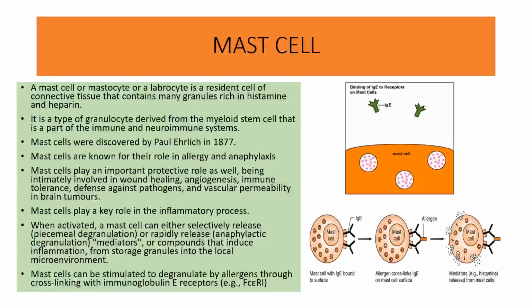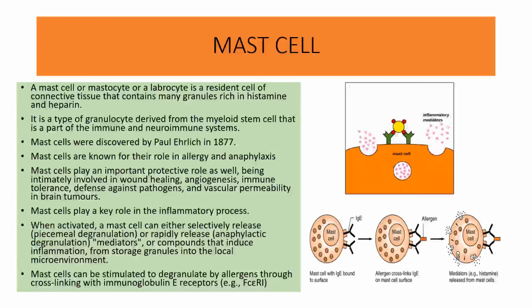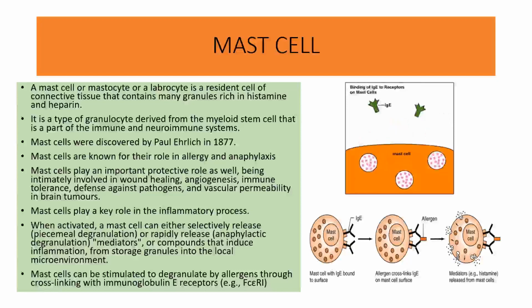Next cell is the mast cell. Mast cell, or mastocyte, or labrocyte, is a resident cell of connective tissue that contains many granules rich in histamine and heparin. It is a type of granulocyte derived from myeloid stem cell that is a part of the immune and neuroimmune system. The mast cells are known for their role in allergy and anaphylaxis.